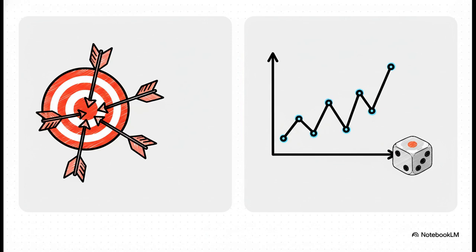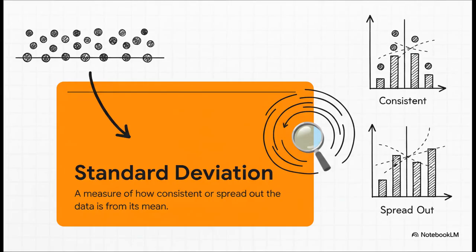To understand that difference, we need another tool. And that tool is the standard deviation. Now, it sounds a little technical, but all it really is, is a measure of spread. It tells us, on average, how far each data point is from the mean. Think of it like a numerical score for consistency.